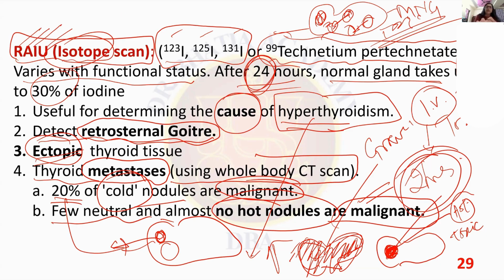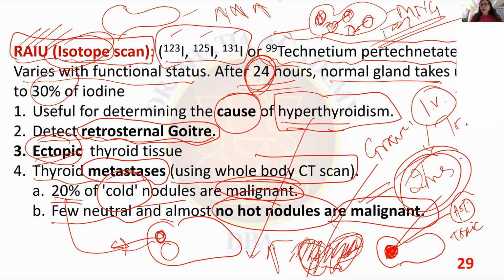Now, there can be a fourth condition where you find that the gland is normal. There is no uptake. There's a complete clean picture. And still the patient is having a very high T3, T4. What is it?